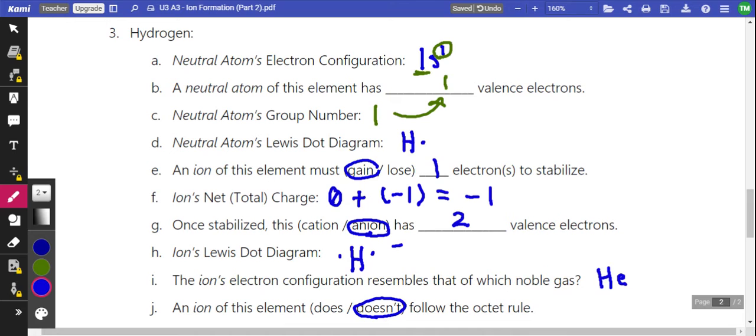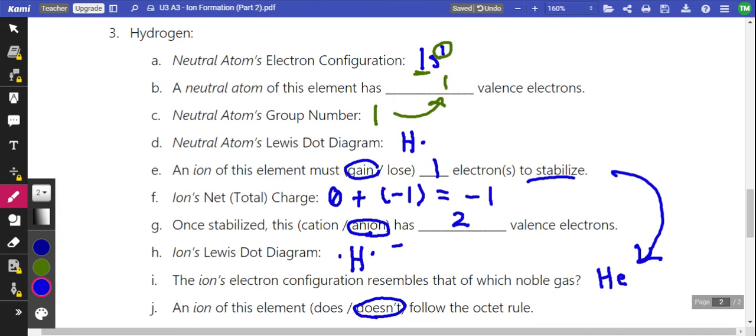But is this the way it should go? Again, the scale didn't really help us in this case because we're dealing with such a small number of valence electrons. Helium is a noble gas, very close. We only had to gain 1 valence electron to become an anion, a negatively charged version of hydrogen. And it seems more stable this way because it's like helium's electron configuration. But this isn't the only way you'll see hydrogen.